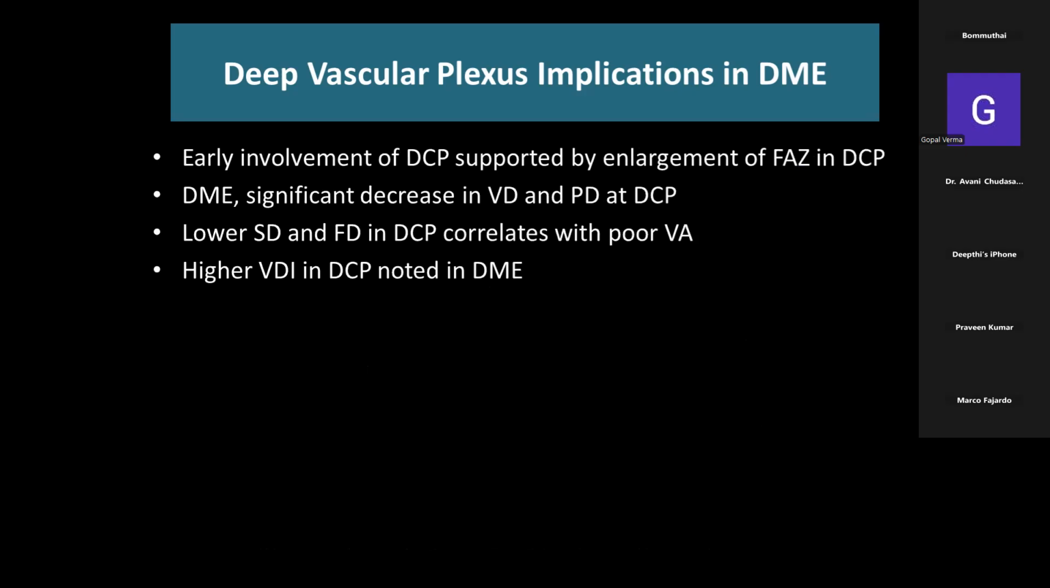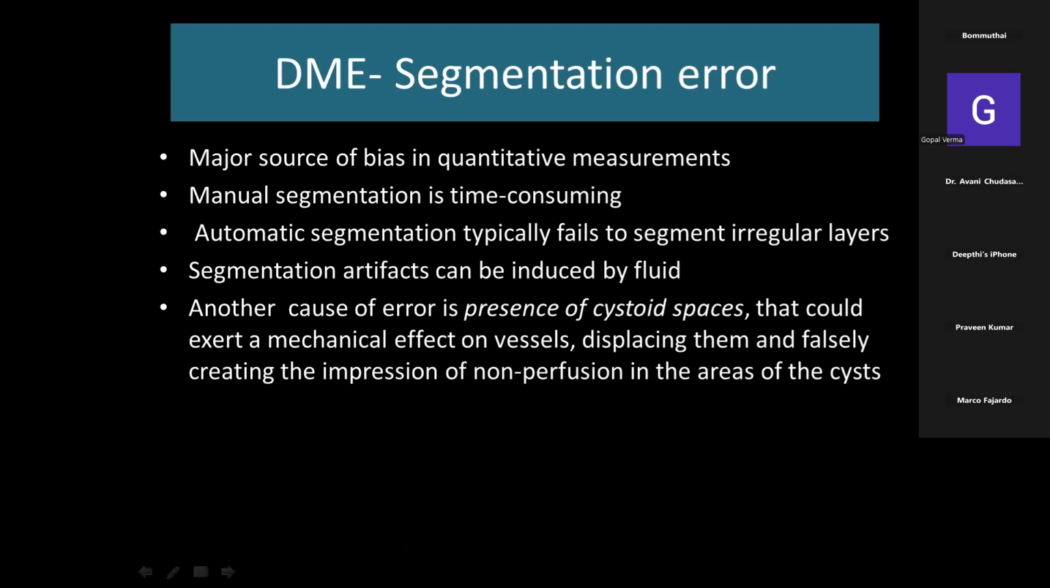So early involvement of the deep capillary plexus is supported by enlargement of the FAZ. So you need to look at the deep capillary plexus very clearly. I told you about the segmentation errors, because it is time consuming, and sometimes what happens in DME is, if you see cystic spaces, the cyst tends to displace the vascular network. So it gives a false, erroneous impression that these are capillary non-perfusion areas.